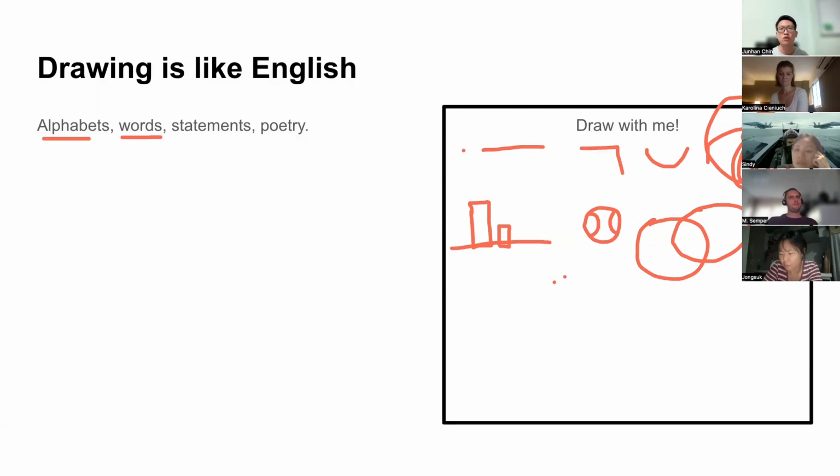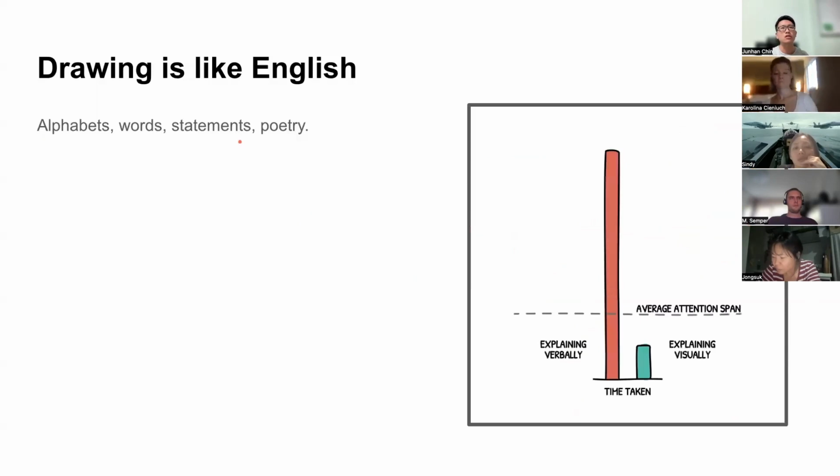And of course, you can also draw a smiley face. And finally, if you can draw a smiley face, you can draw stick figures. Put these various things together, you actually get statements. Statements like this, the graph that you've seen before, it explains something.